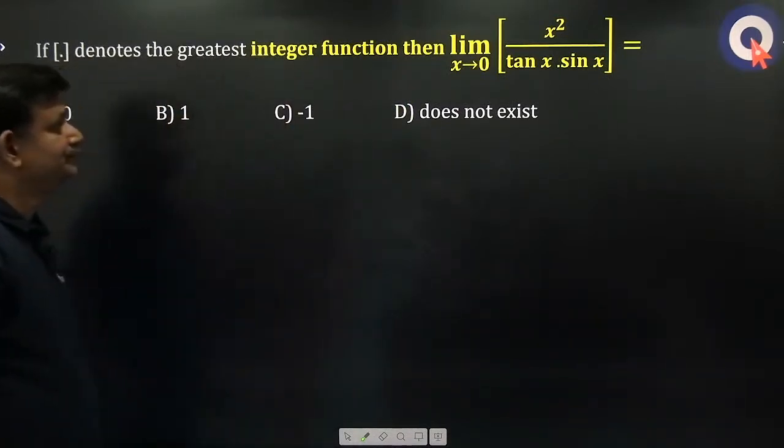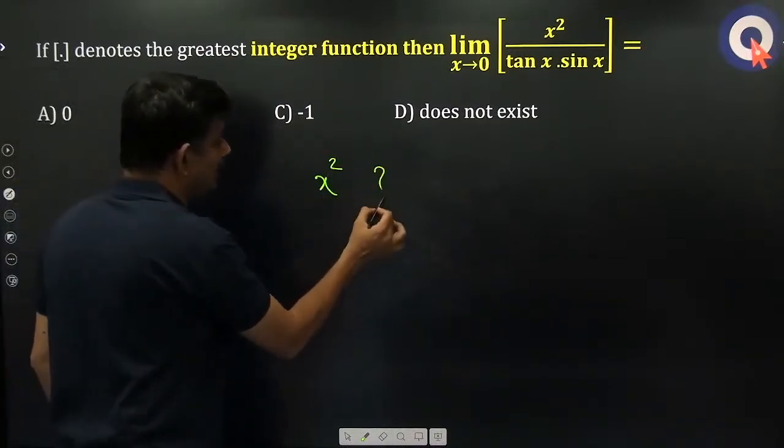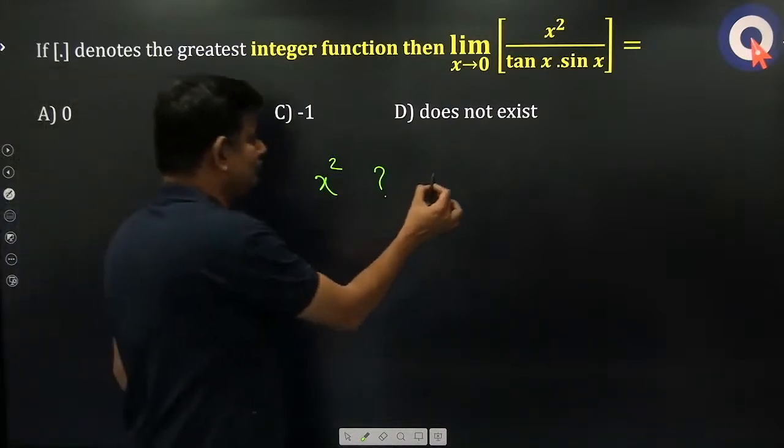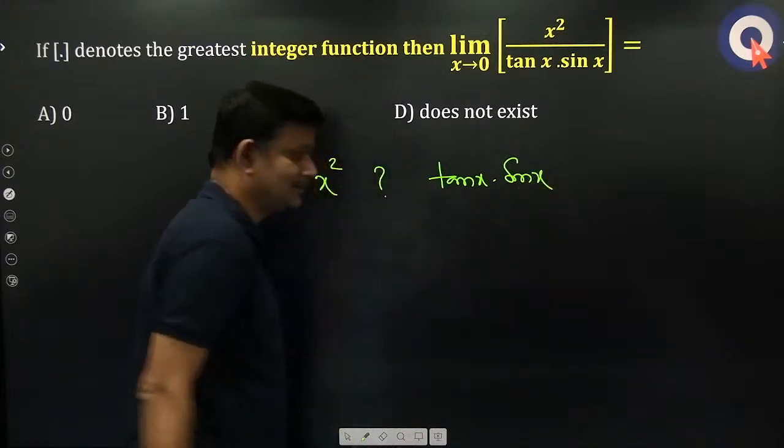Let us see x square. How is it related to tan x into sin x? Is this what we want? Yes.